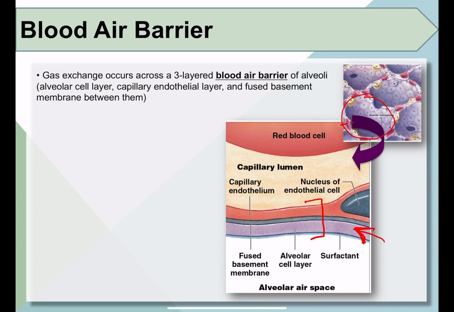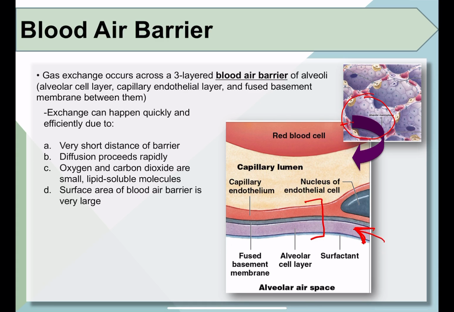Okay, so these 3 layers are kept as simple as they can be to allow for the efficient and rapid gas exchange that our lungs need to consistently do. And this blood-air barrier is very efficient in what it does because of these 4 things. First of all, you have a very short distance of the barrier for gases to travel from the lungs toward the red blood cells. Just these 3 tiny little layers. 2 of them are made up of a single cell, and then you have 1 tiny layer of basement membrane. So diffusion will proceed very rapidly.